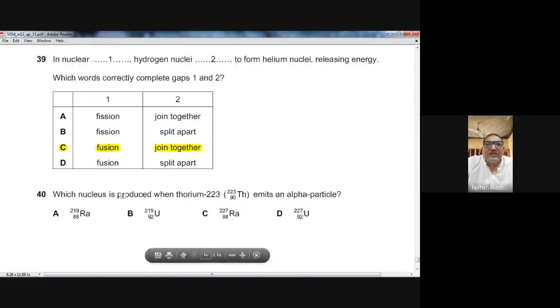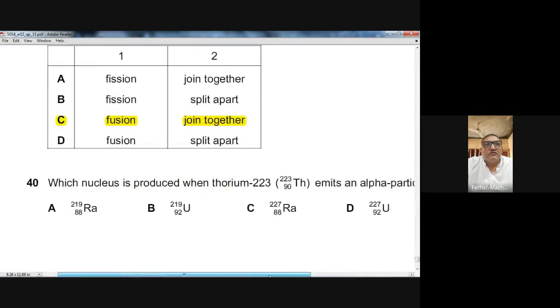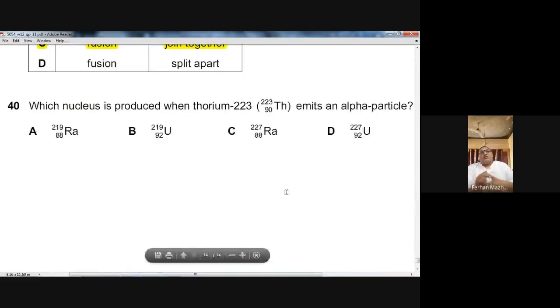Which nucleus is produced when thorium-223 emits an alpha particle? When alpha particles are given out, the daughter nucleus will have 2 less proton number and its mass number will be decreased by 4. The proton number will be decreased by 2 and the mass number will be decreased by 4. So clearly A is the option.